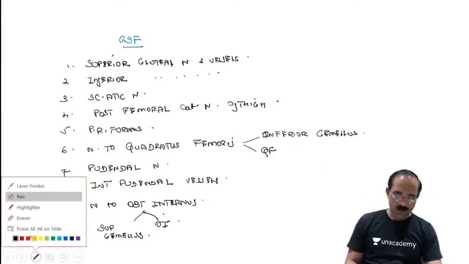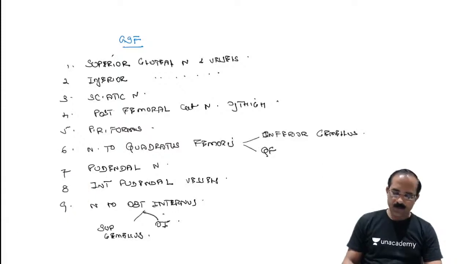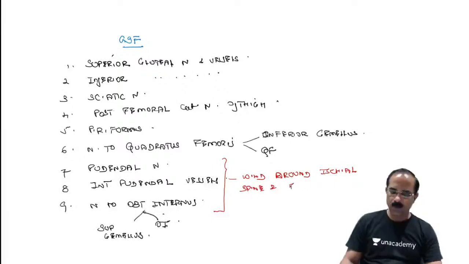Okay students? And remember one thing, these three structures, the pudendal nerve, the internal pudendal vessels and the nerve to obturator internus, they wind around the ischial spine and enter the perineum through the lesser sciatic foramen.